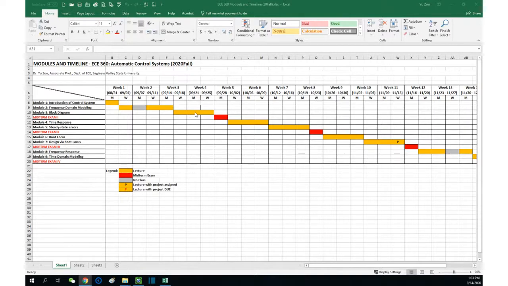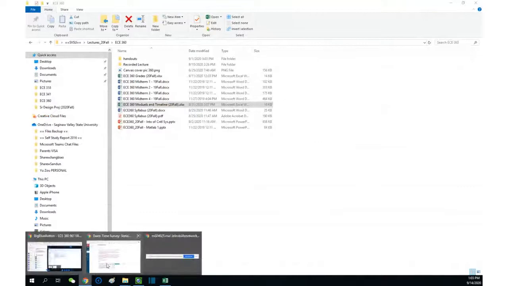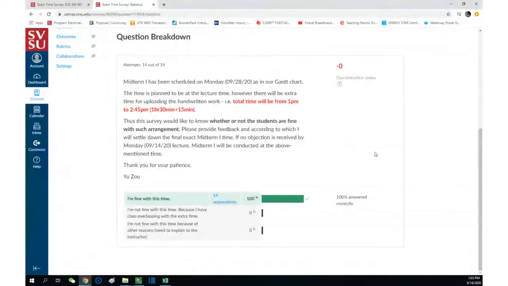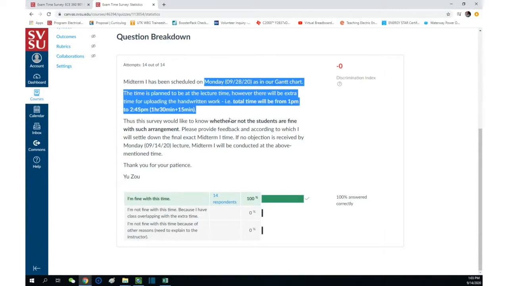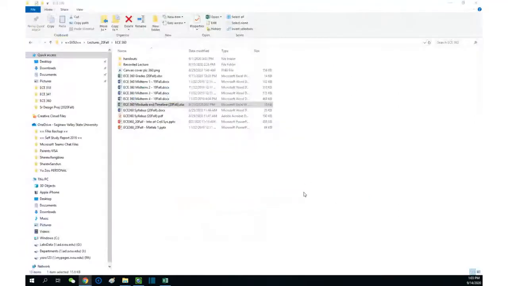We will have a review for midterm 1. That's the first thing. The second thing is, according to the survey results, which is due today, everybody seems fine with the time here. So be it. We will have midterm 1 at this time. This is the time exam.